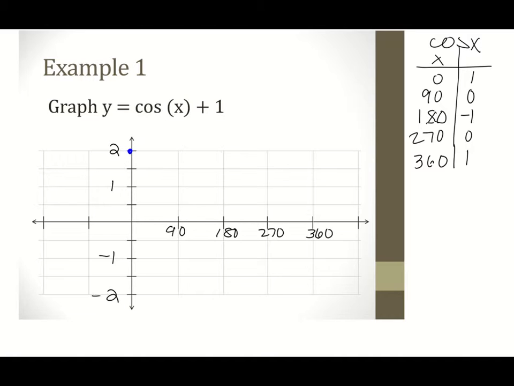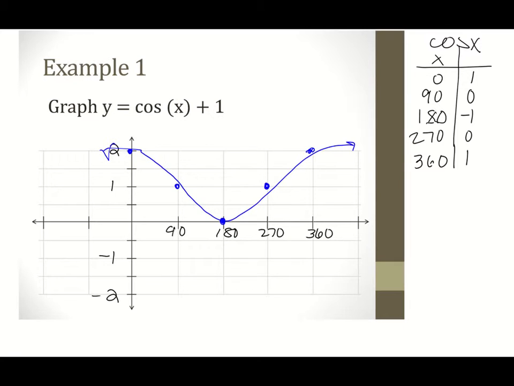90 is usually at 0. If I add 1, I'm up at 1. 180 is usually at -1. Add 1, I'm at 0. 270 is usually at 0. Add 1, up at 1. And last, 360 is usually at 1. Add 1, we're at 2. Got the same general shape, so we're just going to go ahead and sketch our cosine graph.